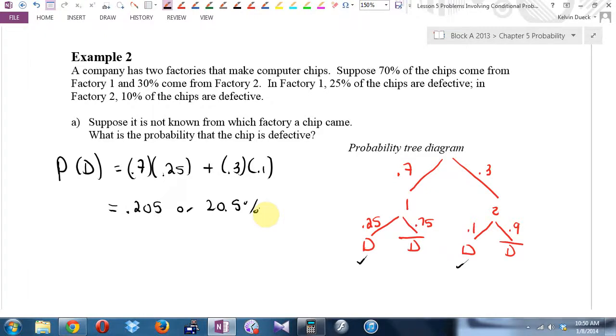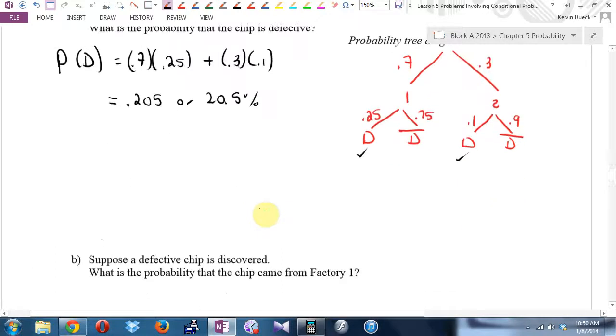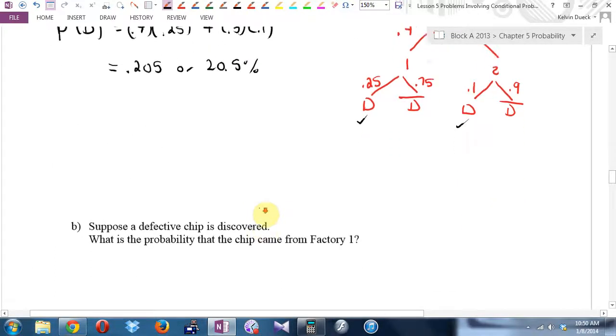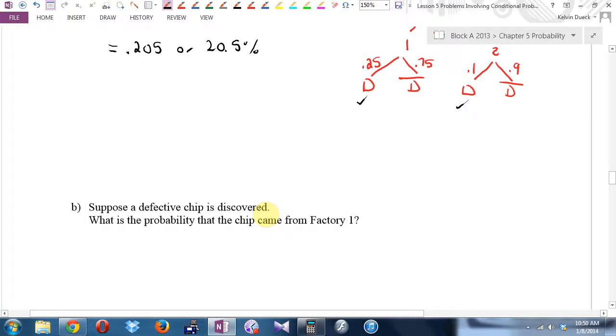But let's suppose then you find a defective chip and you're trying to work your way back up the assembly line to see where the mistakes are happening. And this is what the mathematician pitched to the Japanese car companies. B says, all right, suppose you find a defect. What's the probability that came from factory one? Now, a synonym for that is given. Given that a defective chip is discovered, what's the probability that it came from factory one?